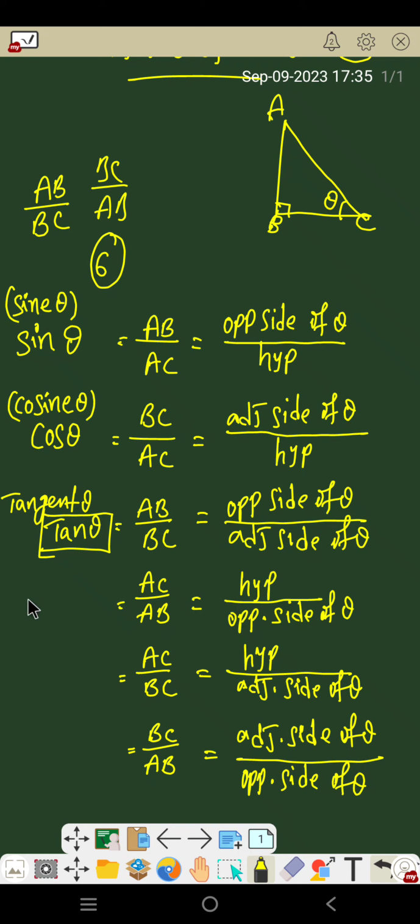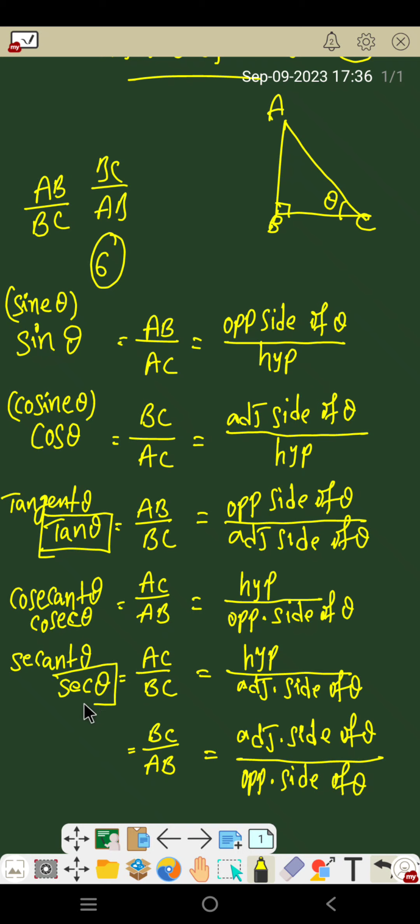is called cosecant theta. Simply we are calling it cosecant theta. Full form cosecant theta, but simply we can write it like this, cosec theta. Hypotenuse by adjacent is called secant theta. Secant theta, simply we can write in the short form, sec theta, like this.